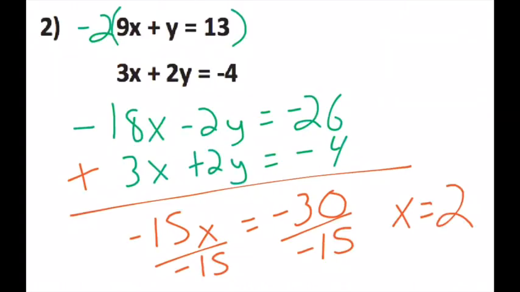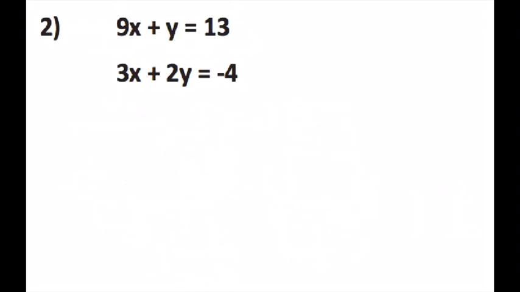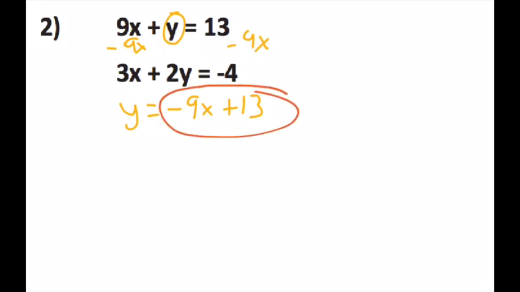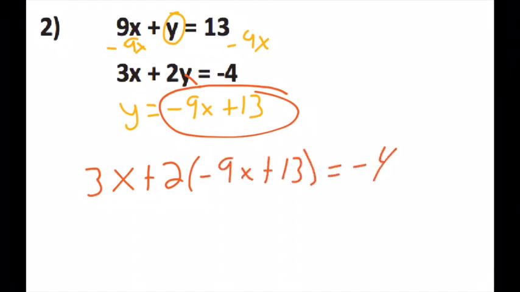Now I'm going to go back and look at this one again. There's another way that we could have solved this problem. And let's talk about that. This y right here would be really easy to get by itself. If we just subtracted 9x from both sides, we would have y equals -9x plus 13. So we could have used substitution as well. I could have taken this y, which is -9x plus 13, and put it in for that y, which would have given me 3x plus 2 parenthesis -9x plus 13 equals -4.